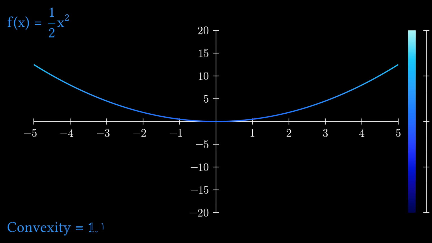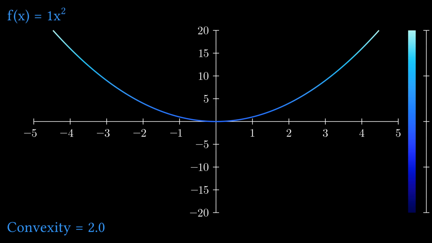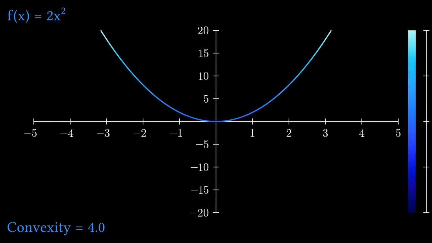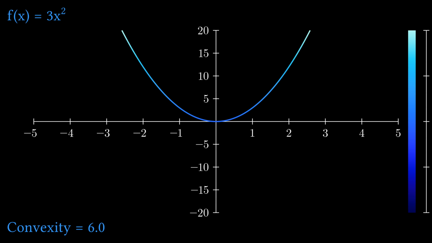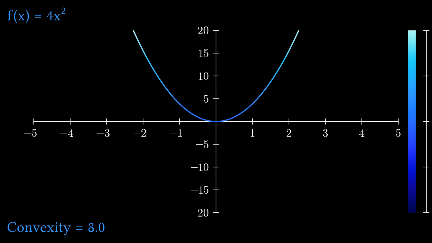Let's take the function f of x equals 1/2 times x squared. As we change the coefficient in front of the x term, then we get differently shaped parabolas. When the coefficient is small and positive, for example 1/2, then we get a small positive convexity, which indicates that the curvature of the function is upward facing to a low degree. If we increase the coefficient, then the convexity increases quickly, indicating a function with a high degree of curvature.